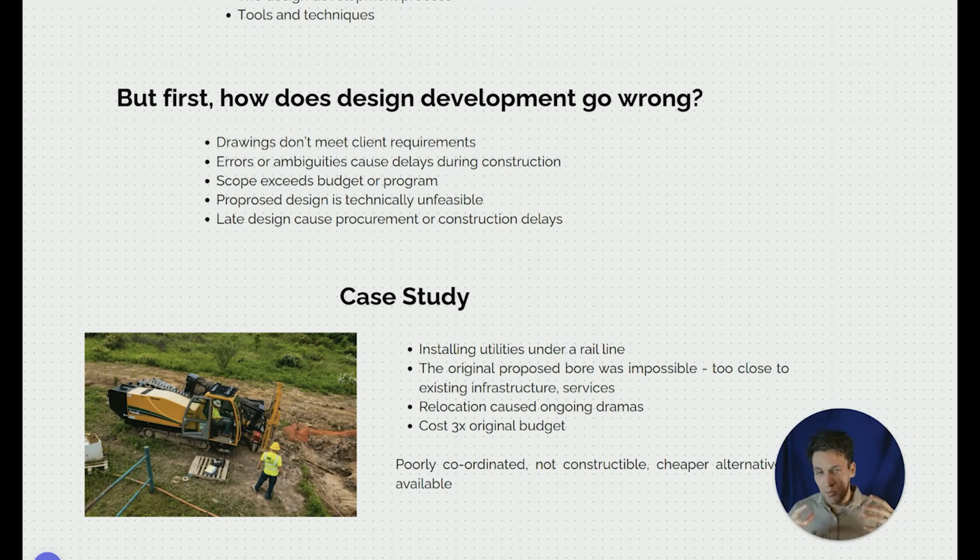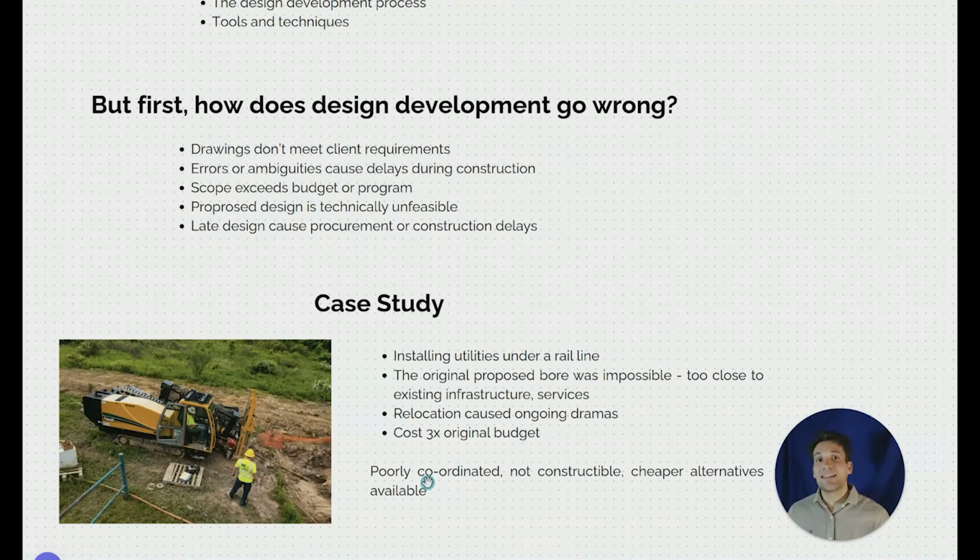We had to relocate the bore back, which meant installing new bore pits that clashed with new utilities, that clashed with other structures that were proposed to be built. It ended up costing us 3 times our original budget, and it delayed the project significantly. The impact is it was poorly coordinated, it wasn't constructible, and there were cheaper alternatives available that if we'd originally identified during the design stage, we would have avoided this. This whole process of design development I'm going to talk about is how you avoid situations like this.